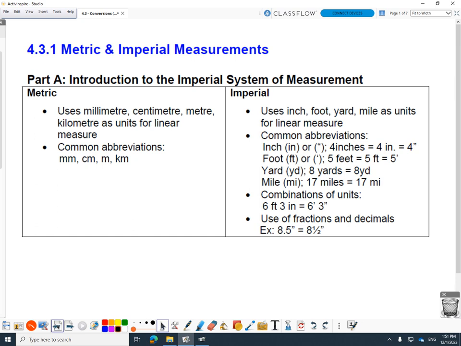Imperial measurements. Have you heard of these names before? How many have heard of inches before? Yeah. Feet. Yeah. Yards? A little less common, but yes. Miles? That's what imperial uses. Now, the short form for inch is a double quote. 4 inches, they use a little double quote. They like that as a short form.